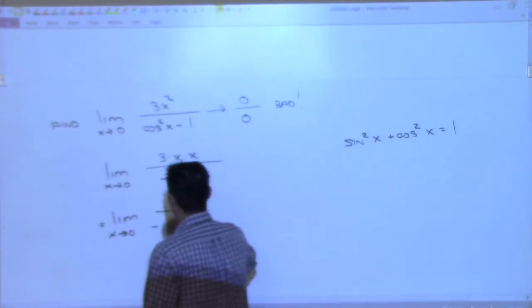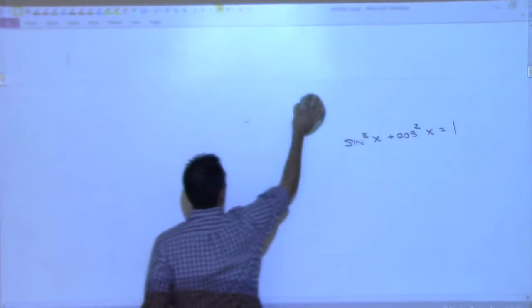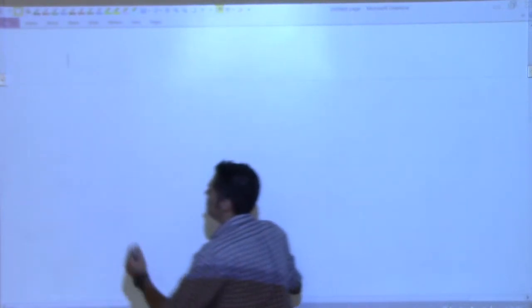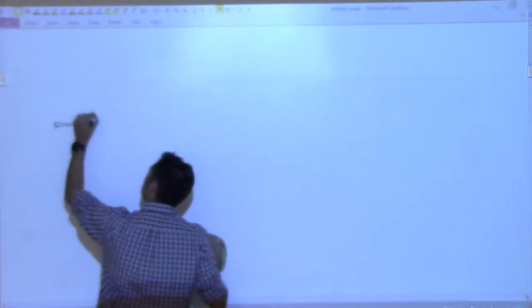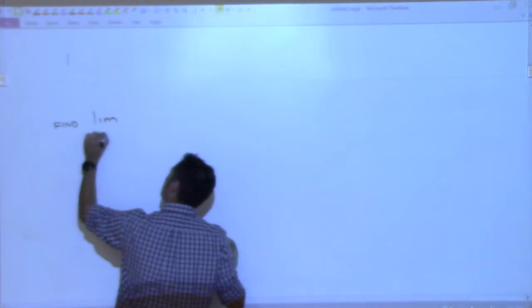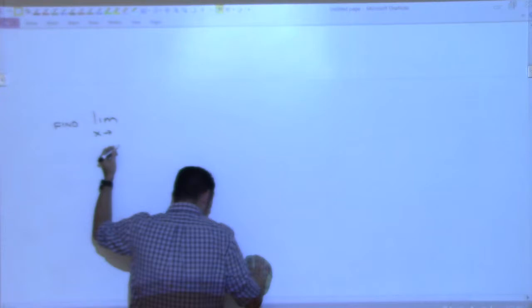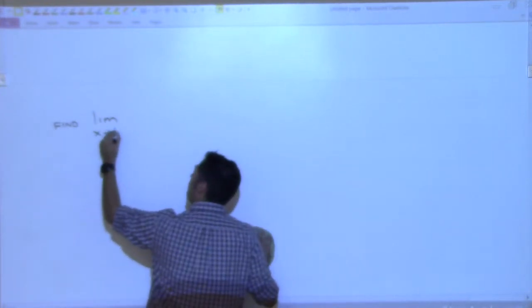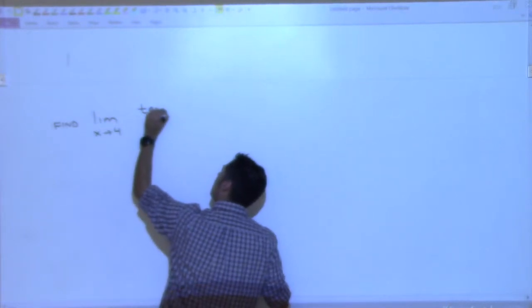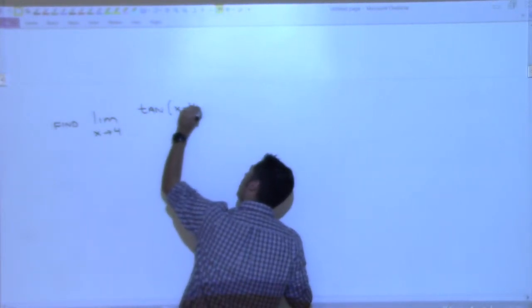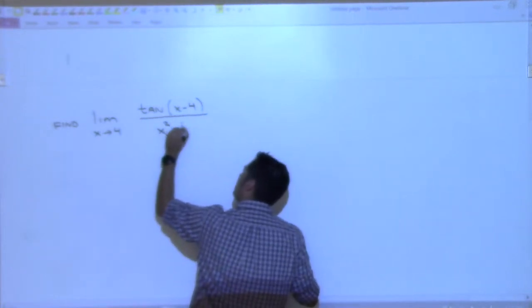Well, let's do another one. How about this one? Find the limit as x goes to 4 of tangent of x minus 4 over x squared minus 16.